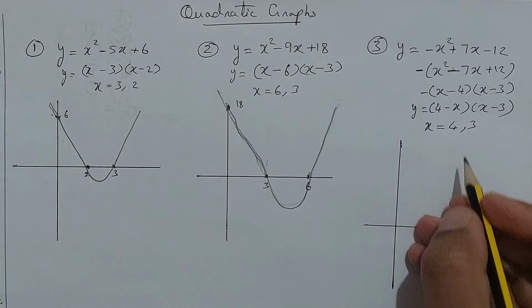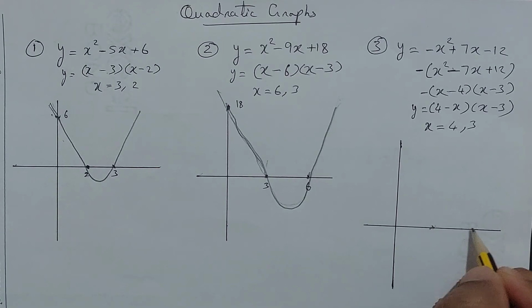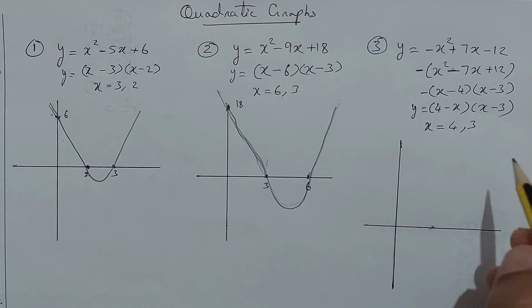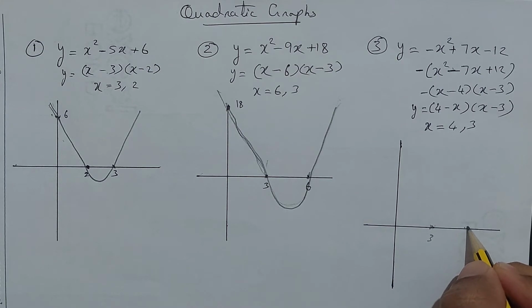So our... this is 3, will be somewhere here, and 4 will be... you know, one way is you can easily draw the graph and put the coordinates. So sometimes that'll be helpful as well. This is 4.